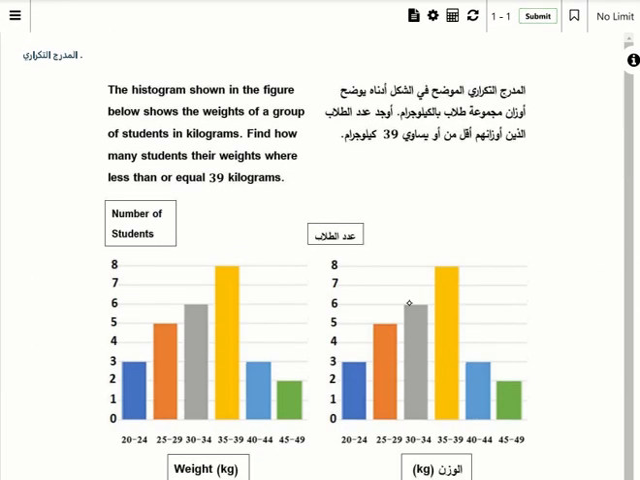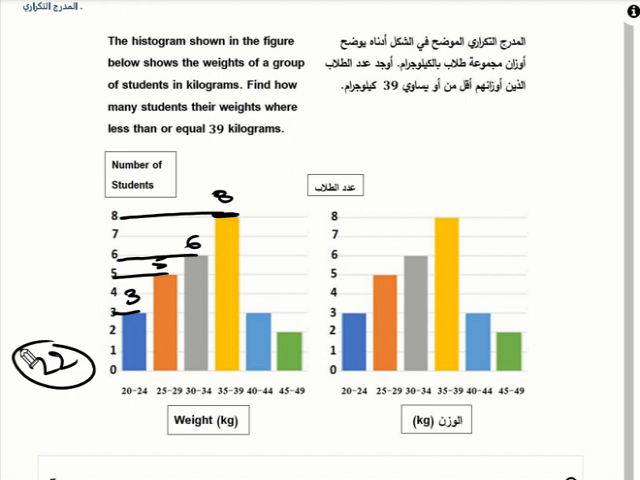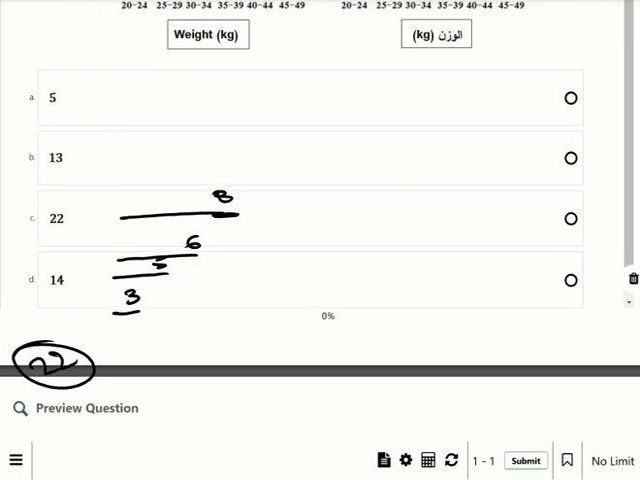the histogram shown in the figure below shows the weights of a group of students in kilograms. Find how many students have weights less than or equal to 39. Less than or equal to 39. So 39 will also be counted. I told you this is the top line, always you consider, okay? You see this is matching with 8, this is with 6, this is with 5, and this is with 3. So add all these numbers. 8 plus 6, 14. 14 plus 5, 19. 19 plus 3, 22. So its answer will be 22. Do we have any option? Yes, the third one. Okay, like this you can do this question.